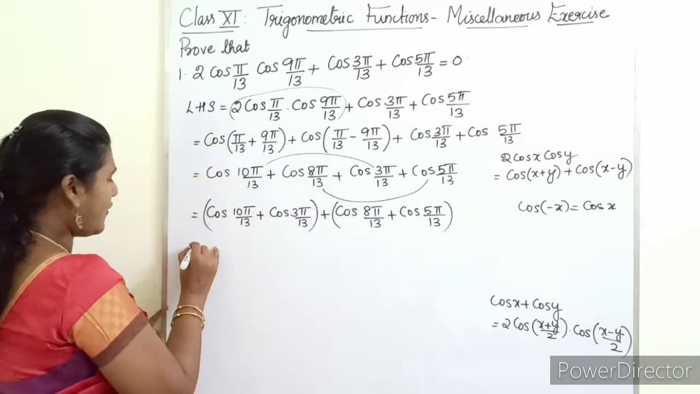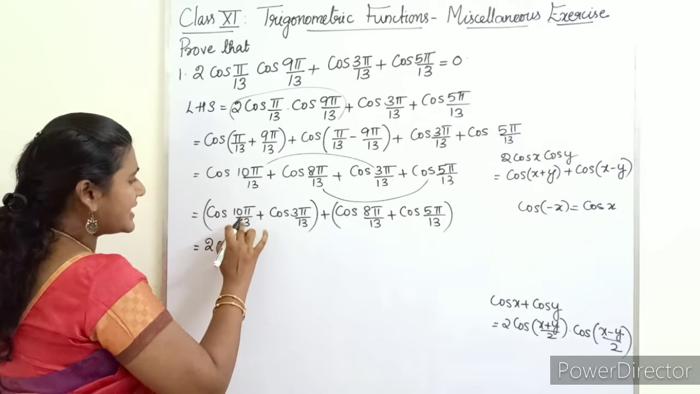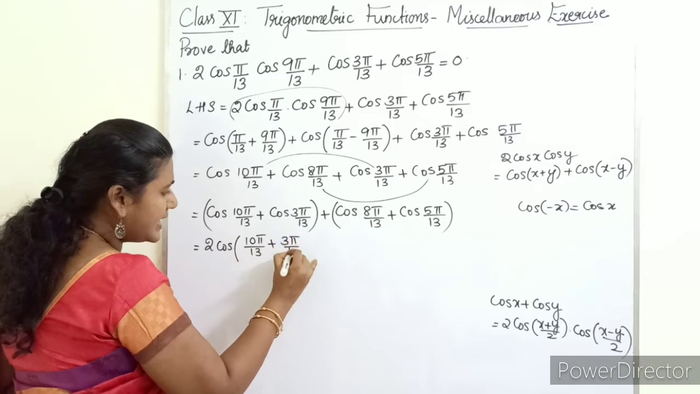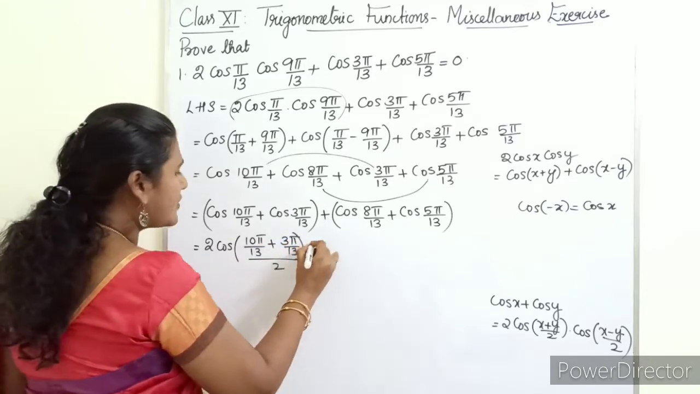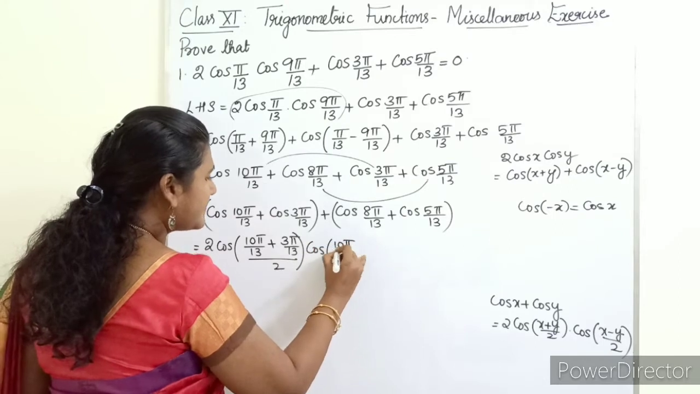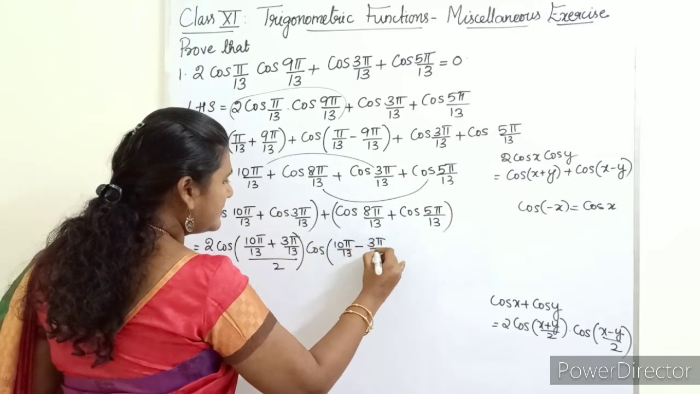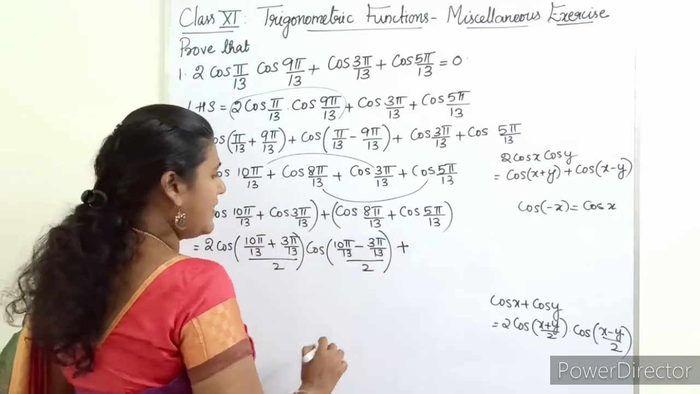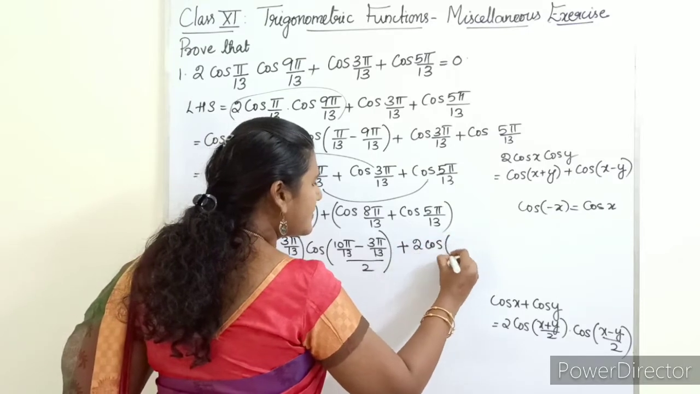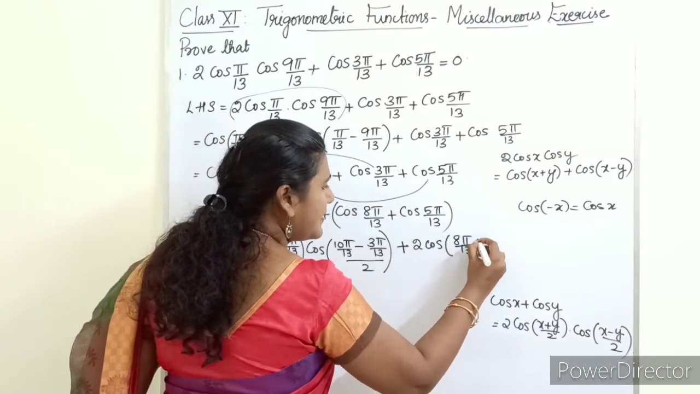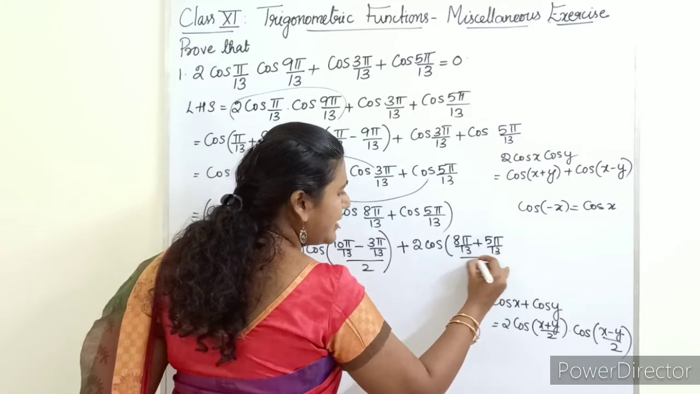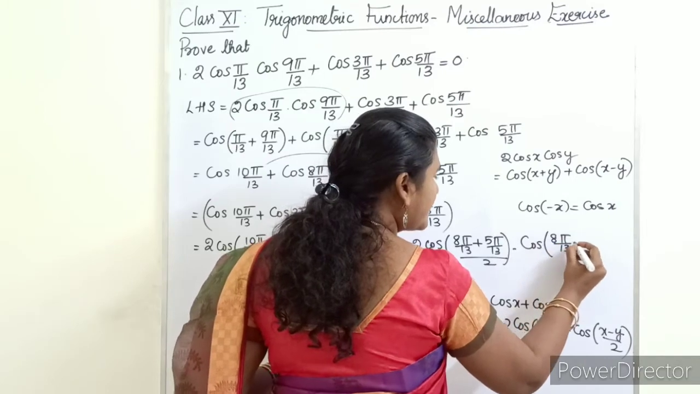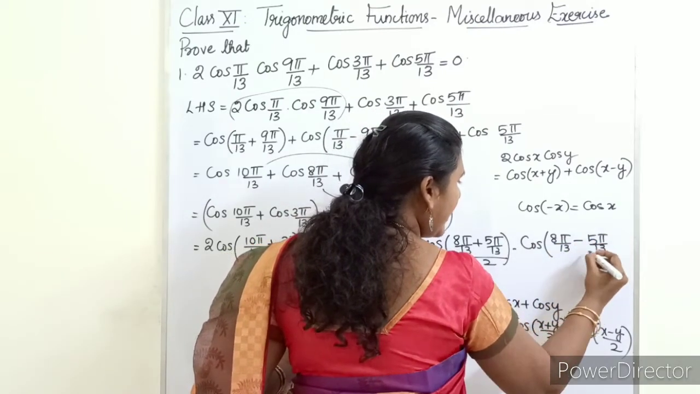So we are going to use the formula 2 cos (x plus y) by 2, that is (10 pi by 13 plus 3 pi by 13) divided by 2, into cos (10 pi by 13 minus 3 pi by 13) divided by 2, plus, here also the same formula we will use: 2 cos (8 pi by 13 plus 5 pi by 13) divided by 2 into cos (8 pi by 13 minus 5 pi by 13) divided by 2.